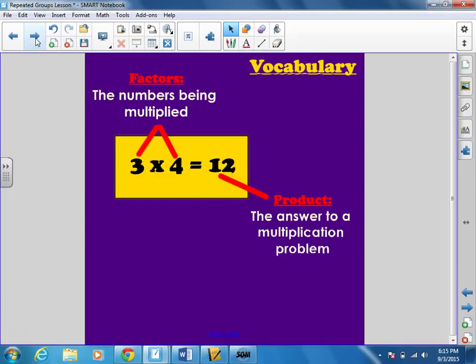Here's some multiplication vocabulary that we should be aware of. When you see the problem 3 times 4 or any multiplication expression or sentence, the two numbers here are known as factors. They are the numbers being multiplied together. At the end of our equation, we have another number which is known as the product. The product is the answer to a multiplication sentence.